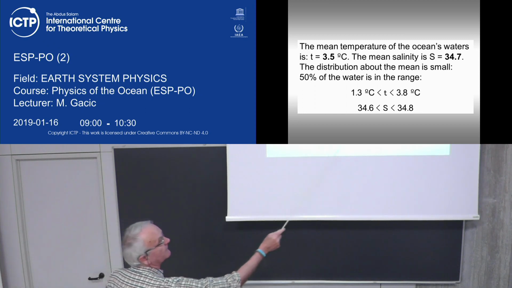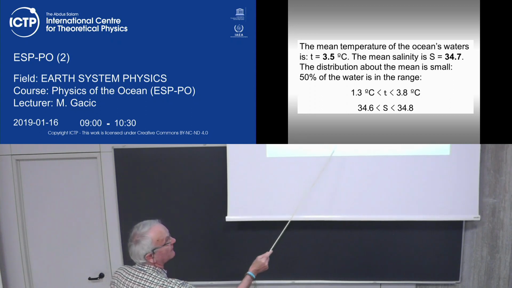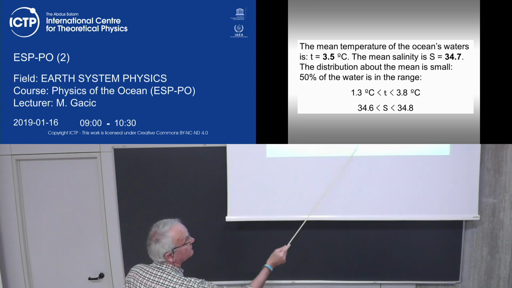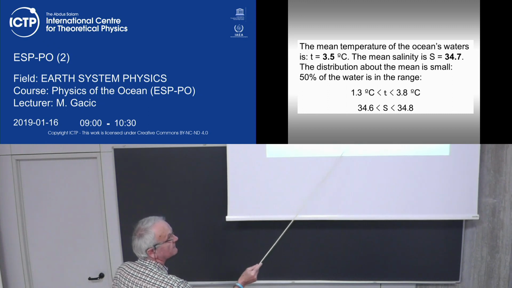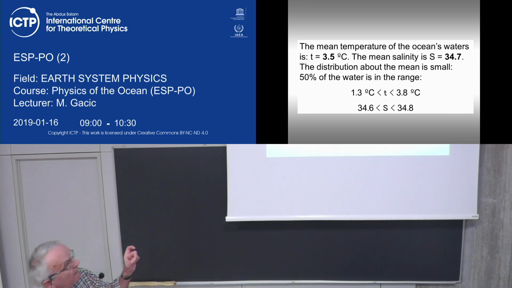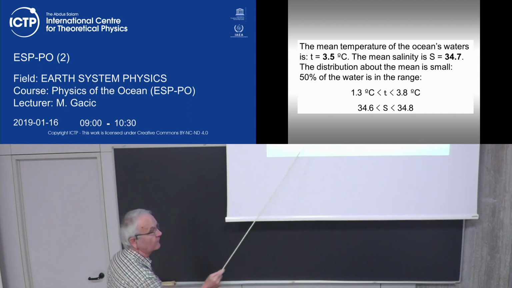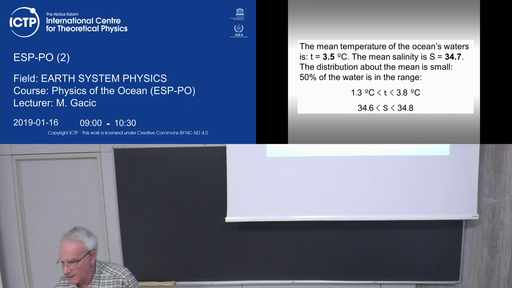The distribution around the mean is small. You see that it goes from 34.3 to 34.8 or 36.6, 34.8. 50% of the water is in this range here, but obviously this 400 grams per kilogram in the Dead Sea is also there. But the Dead Sea is a relatively small part of the world ocean, a very tiny volume if you compare this with the Atlantic or with the Pacific or whatever.